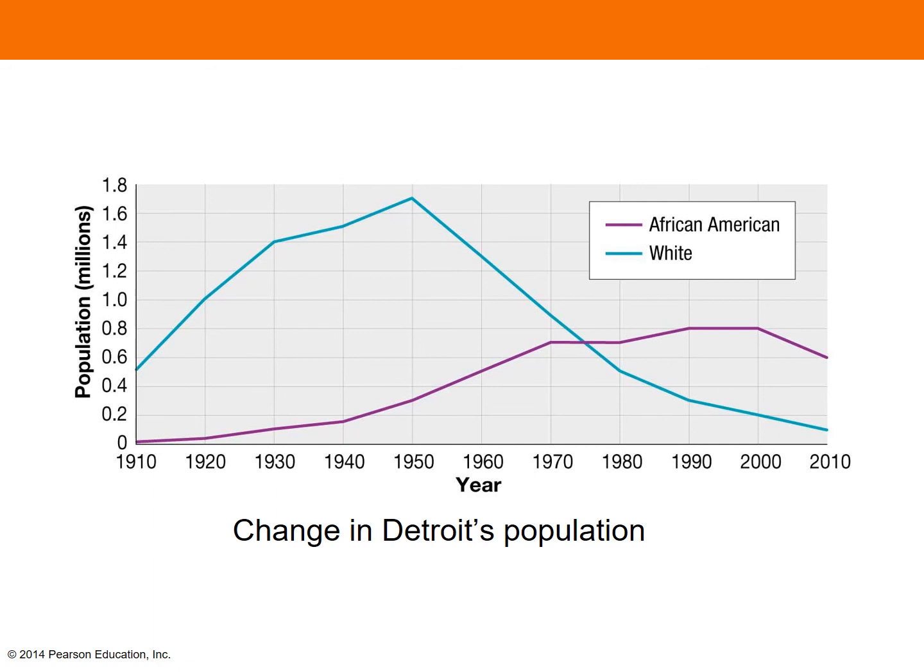And as the African American population steadily increases and really levels off in the 70s, 80s, 90s, and actually starts to decline a little bit in the 2010s, you see the white population drop rapidly starting in the 1950s.